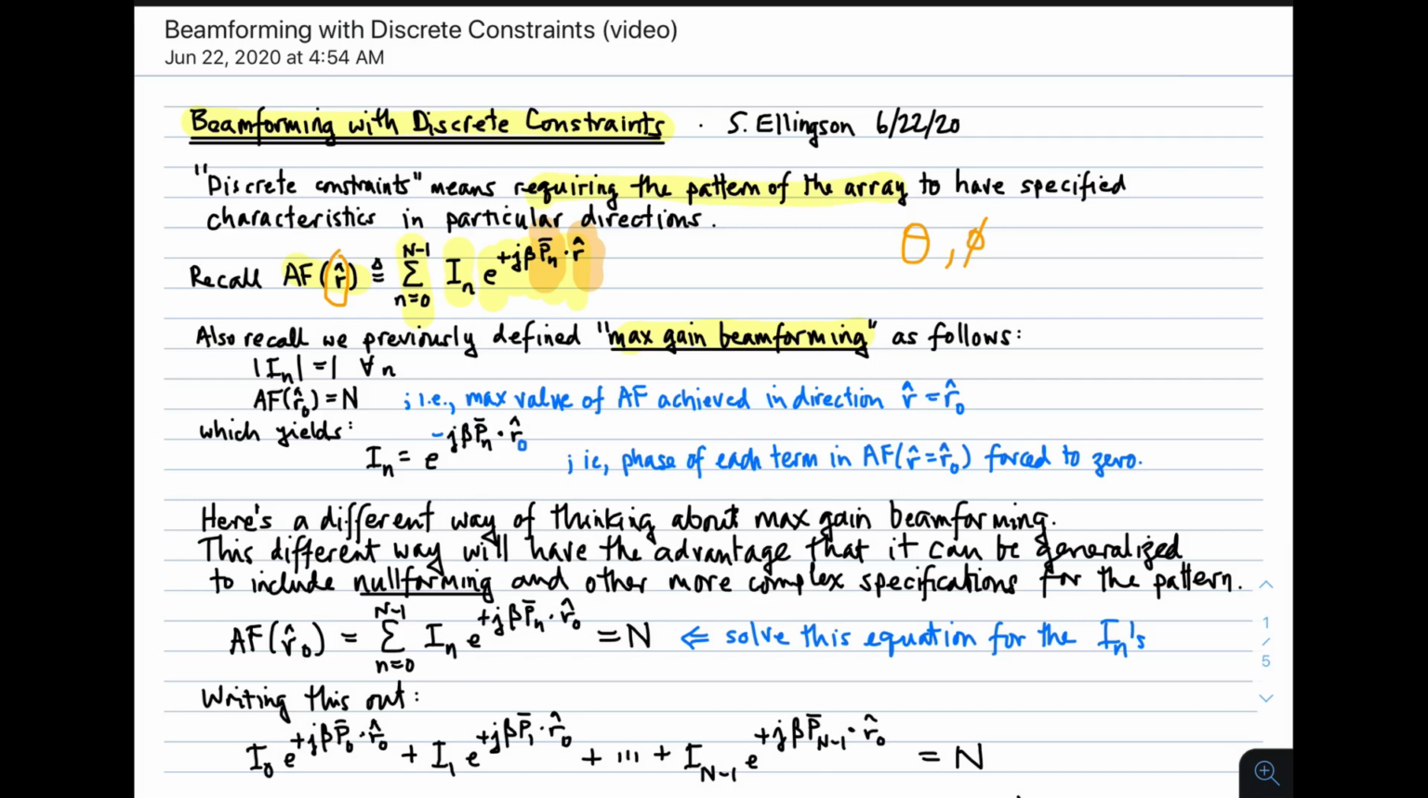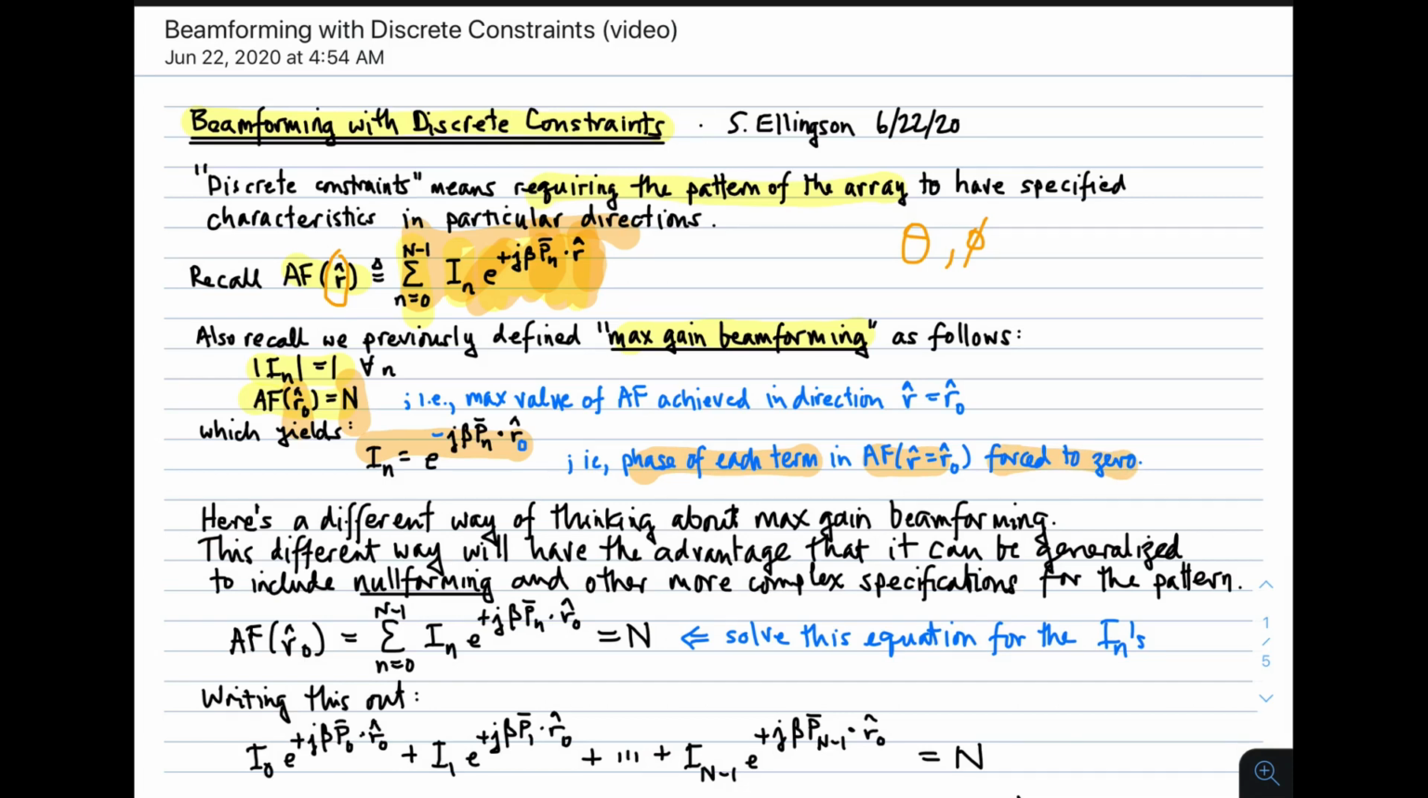Also recall that we previously defined maximum gain beamforming, and in particular phase-only maximum gain beamforming, as being beamforming in which we set the magnitudes of the excitations to be equal to 1, and the array factor in a specified direction, that is r hat sub naught, equal to n. In other words, equal to the maximum value that we can achieve in this expression. And then we found that the solution to this problem was that I sub n should be e to the minus, note the sign, minus j beta p sub n dot r hat naught. In other words, the phase of each term in the array factor for the specified direction should be forced to 0.